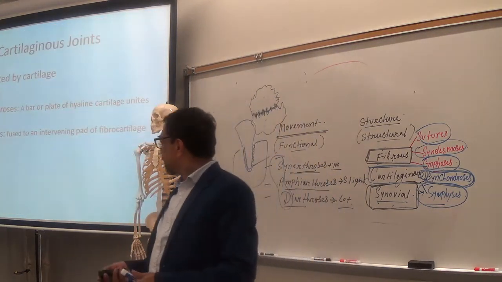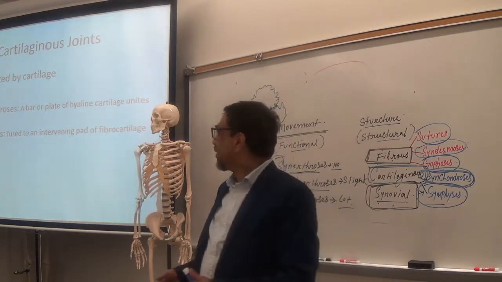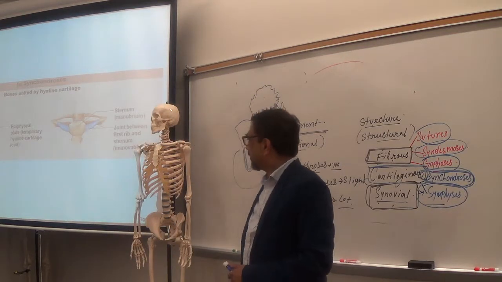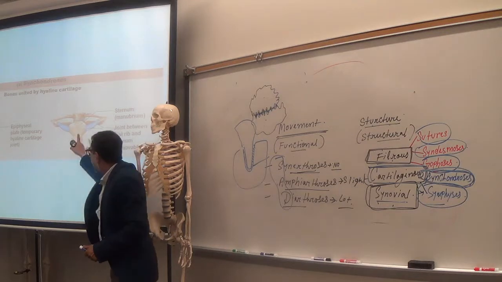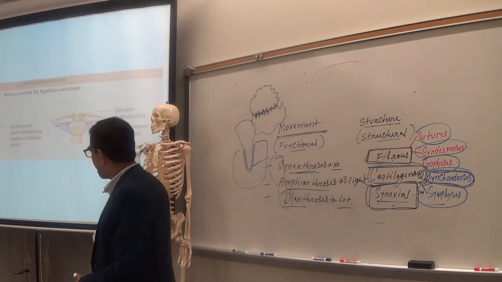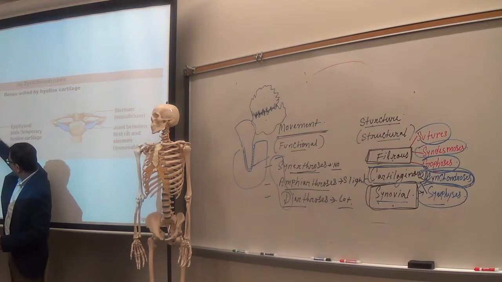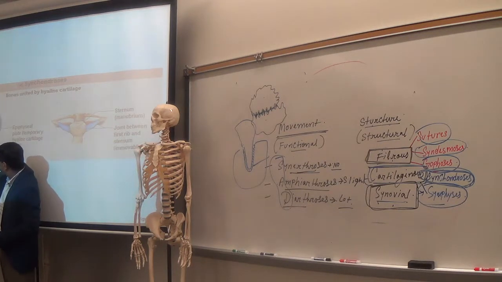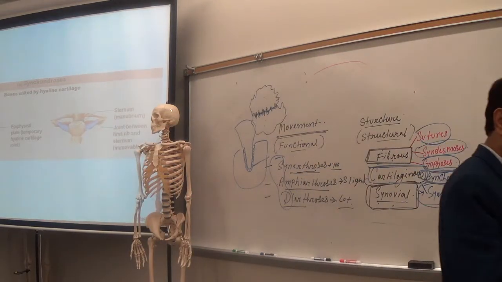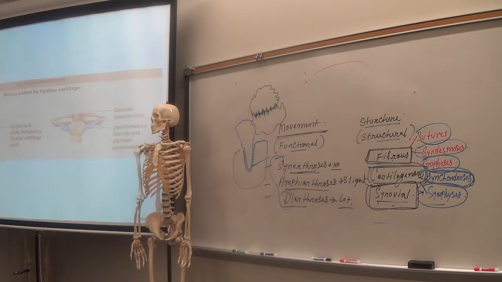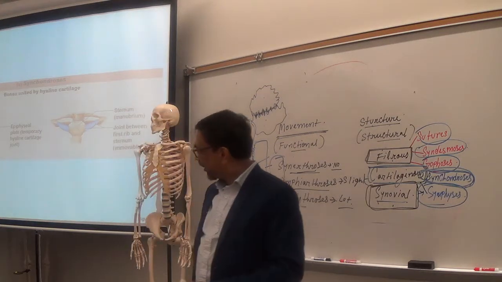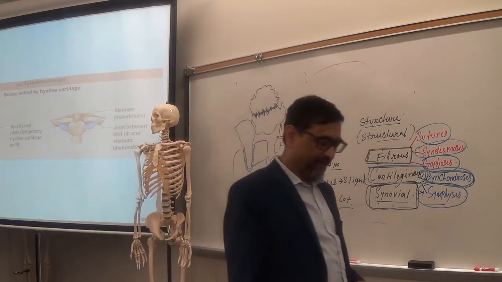So now let's see 2 types of cartilaginous, synchondrosis and symphysis. Here you see the first rib and the sternum that I showed you. This one is an example of synchondrosis, hyaline cartilage. The upper end of a long bone is attached to the shaft by a thin plate of hyaline cartilage that is called the epiphyseal plate. The growth plate becomes the epiphyseal plate, and that is a thin plate of hyaline cartilage, so that is also considered a joint, a synchondrosis type joint.